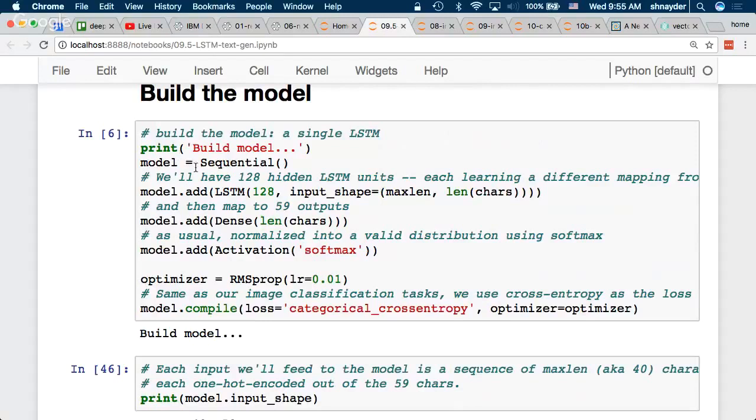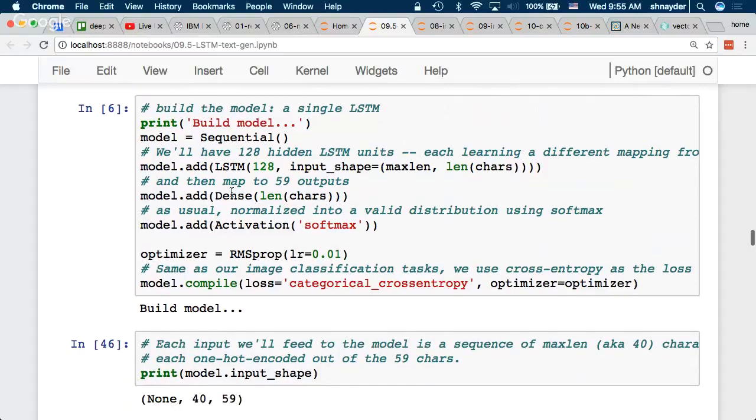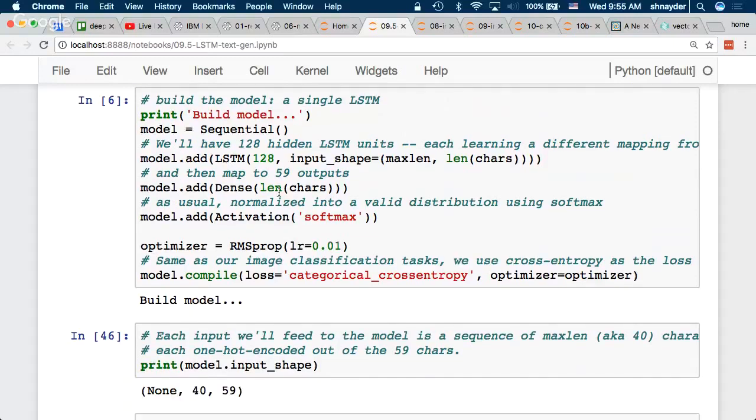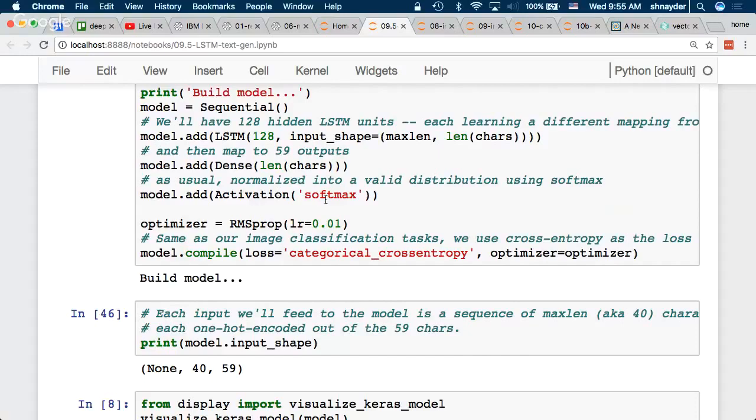So again, in terms of the actual Keras model building, it's pretty similar. Now we're going to use LSTM as the recurrent units that have this memory and these gates to decide what to input and output. Then a dense layer after that, softmax activation after that, as usual. Well, a dense layer to the number of characters, right?